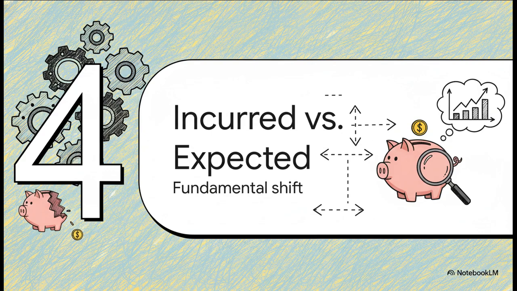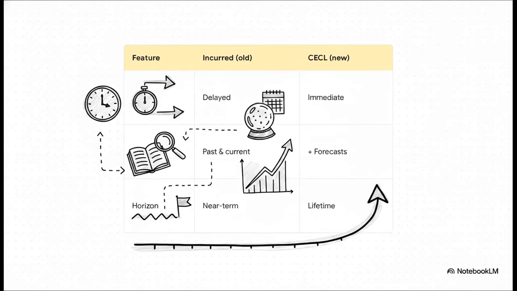Now for Section 4, Incurred versus Expected Losses. This is a fundamental conceptual shift. We've seen the history, but now let's look under the hood. CECL is not just a timing change. It alters the entire DNA of how we view risk. Instead of delaying recognition to wait for evidence, CECL demands immediate, day 1 recognition.